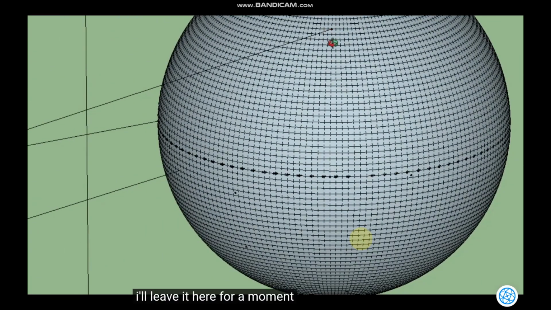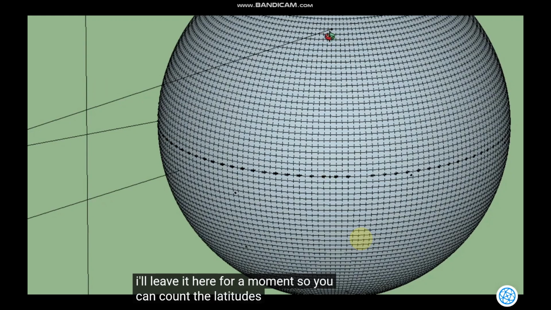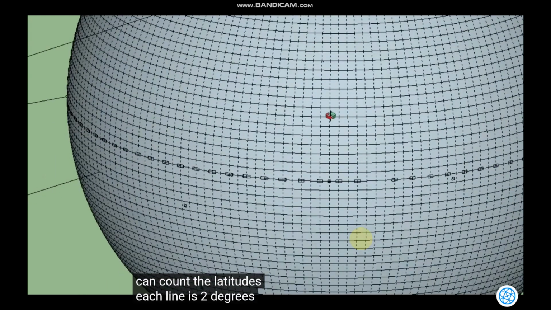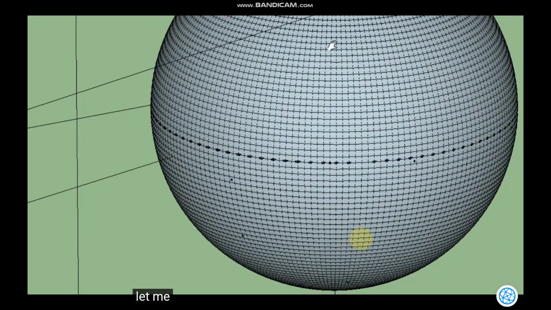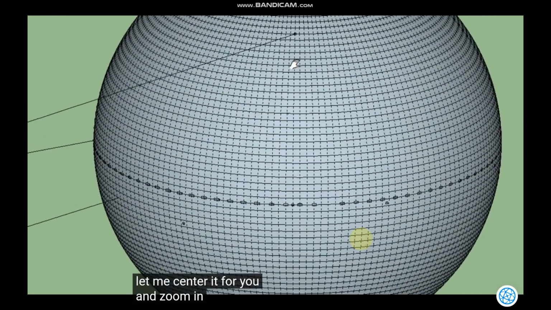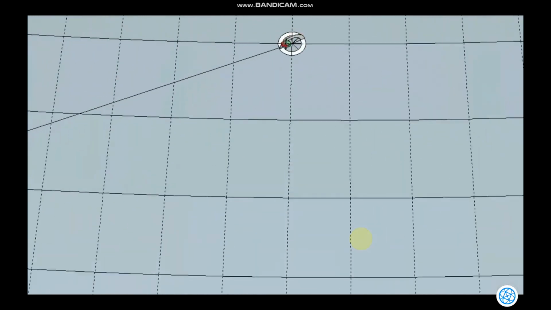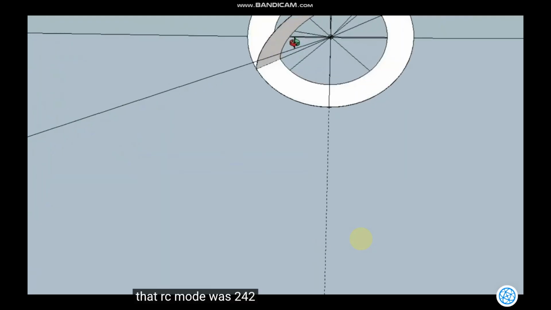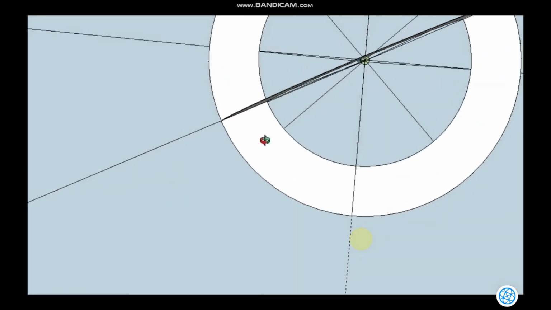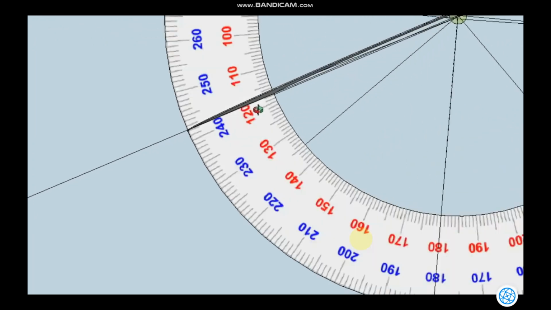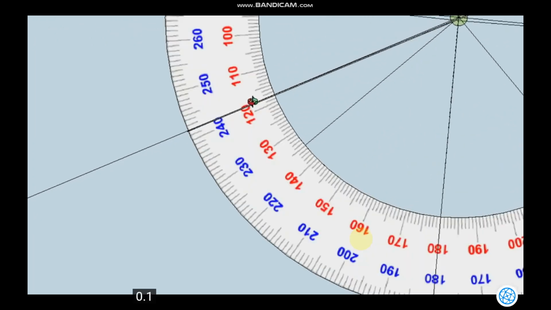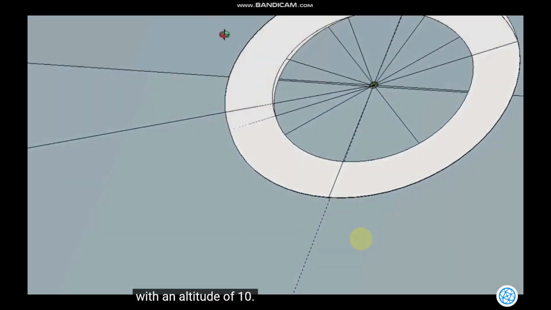I'll leave it here for a moment so you can count the latitudes. Each line is 2 degrees. Let me center it for you. Zoom in a little bit. So go ahead, count the lines. So you're done counting now? That azimuth was 242.1 with an altitude of 10.